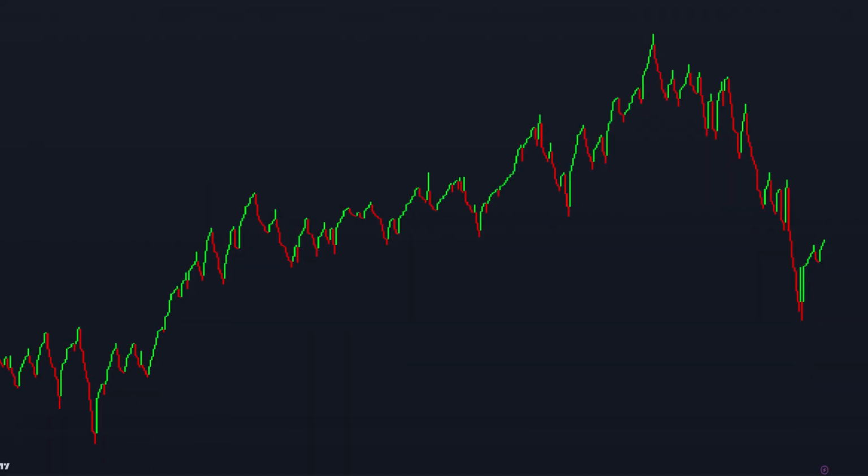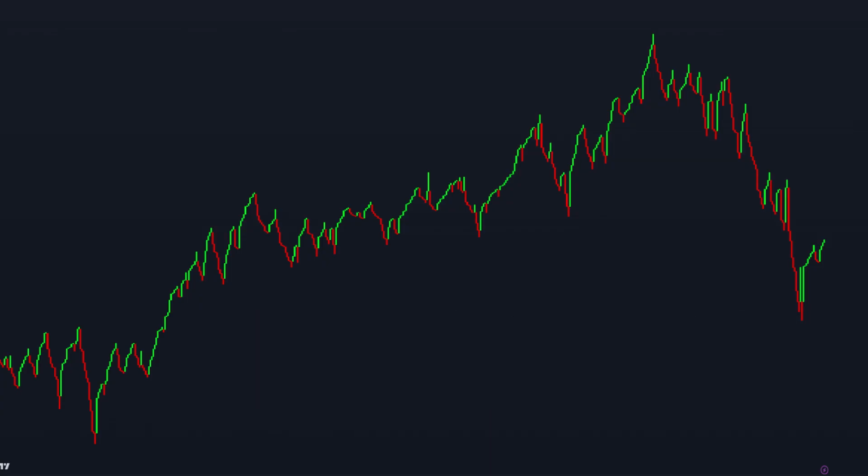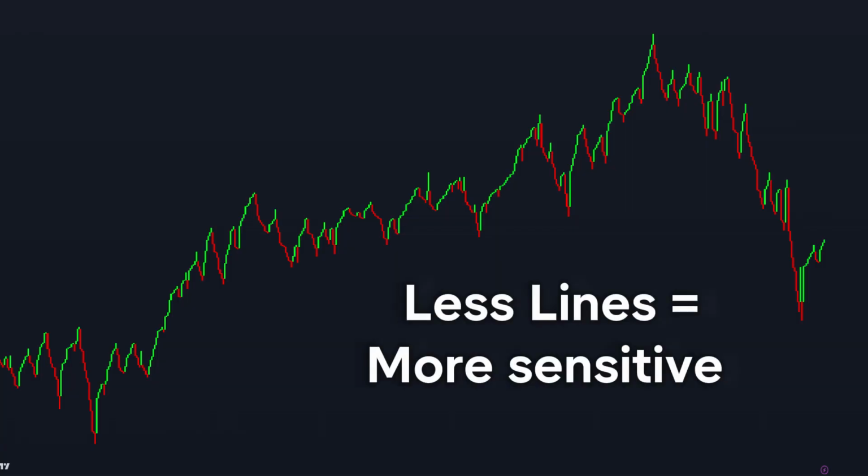Now we can use this information to understand why the number of lines setting would affect the chart. It simply changes how many lines need to be broken for a reversal in color and direction to occur. More lines means it's more difficult for price to reverse and a larger movement is needed. Fewer lines means the price is more sensitive to reversals and we will capture more price movement. Setting it to 2 or 3 will show us more short-term price fluctuations and will change directions more frequently.